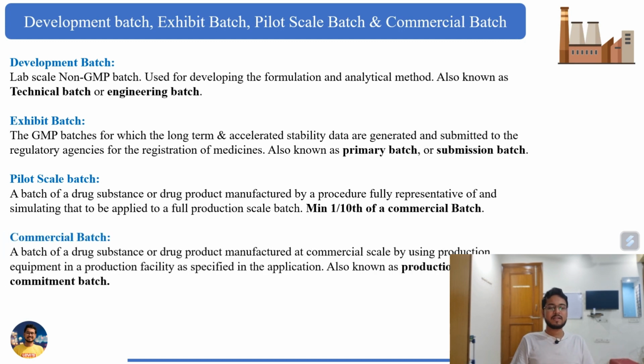And what is a commercial batch? From the name itself, you can guess this is the batch which is used for market and commercialization purposes. This is the batch which is given to humans; when it comes to the market, humans take it for consumption. This batch is also known as the production batch or commitment batch. So there are many other names also for this. These batches are development, exhibit, pilot, and commercial. These are the standard names, but you will also hear other terminologies depending on the industry.